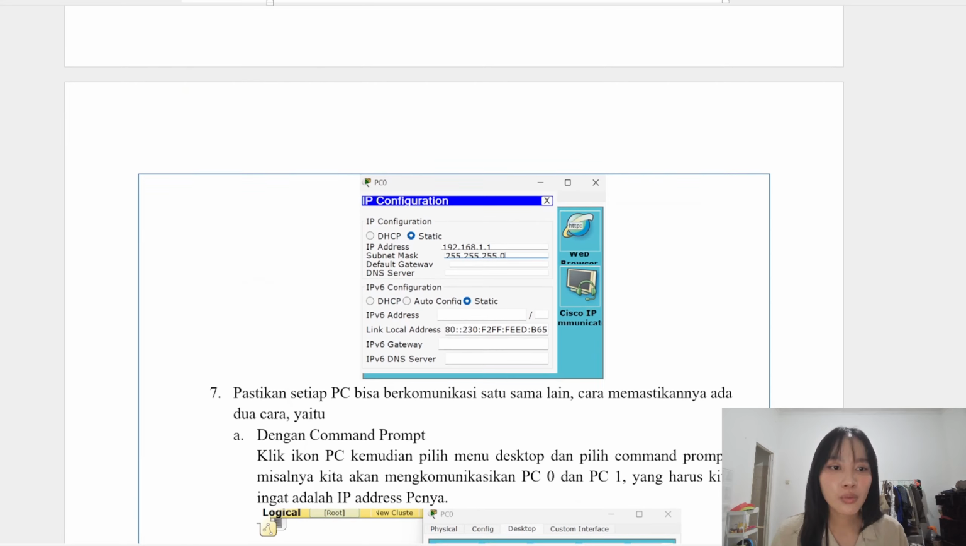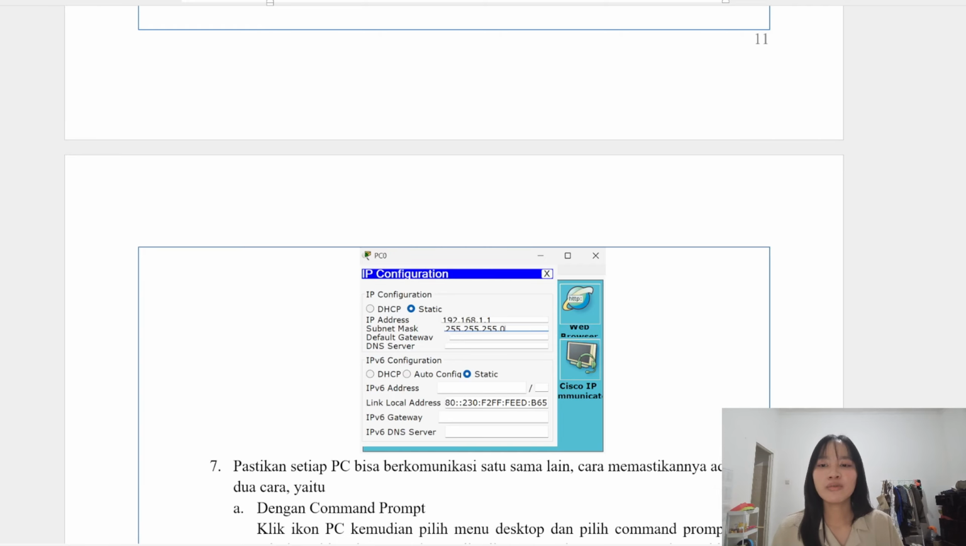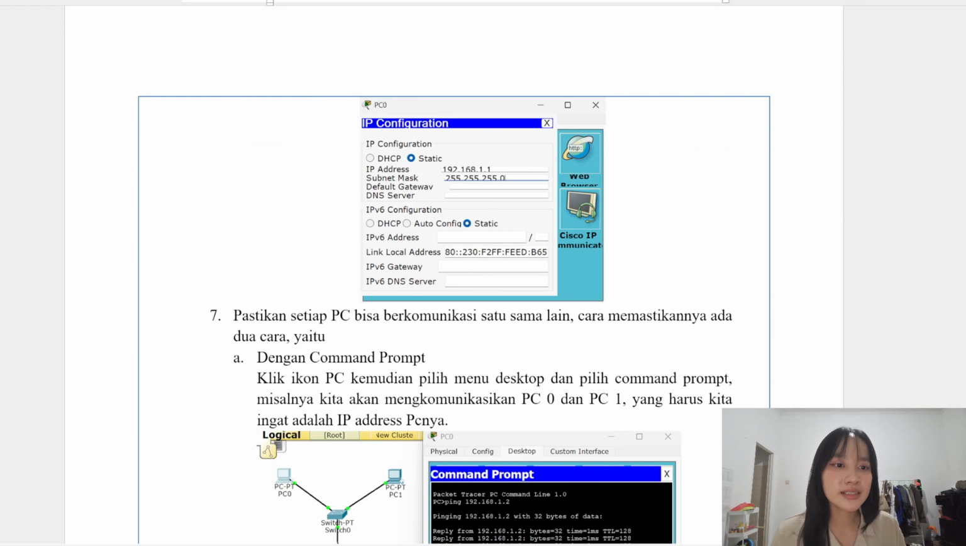So this is how it goes. We choose the static IP configuration and set the IP address, and the subnet mask is automatically set.